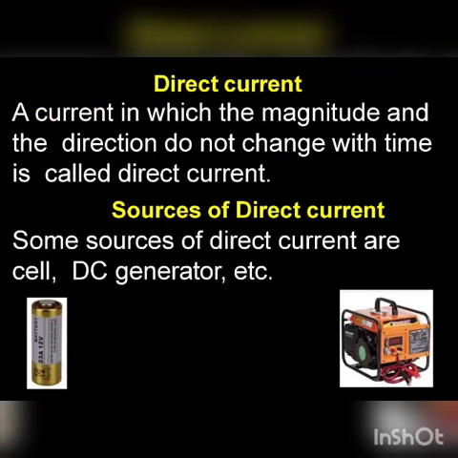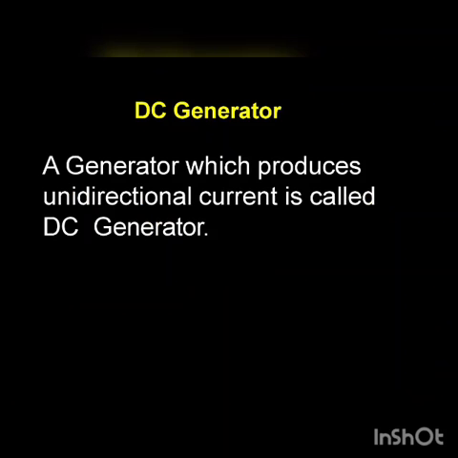Direct current: a current in which the magnitude and the direction do not change with time is called direct current. Sources of direct current are cell, DC generator, etc. DC generator: a generator which produces unidirectional current is called DC generator.